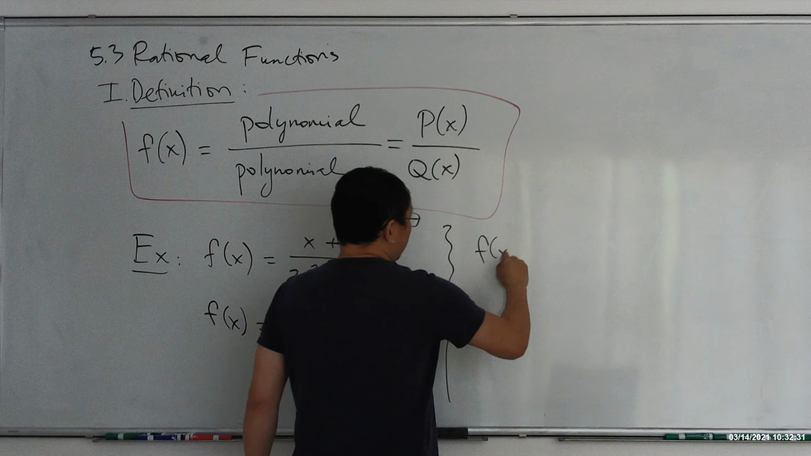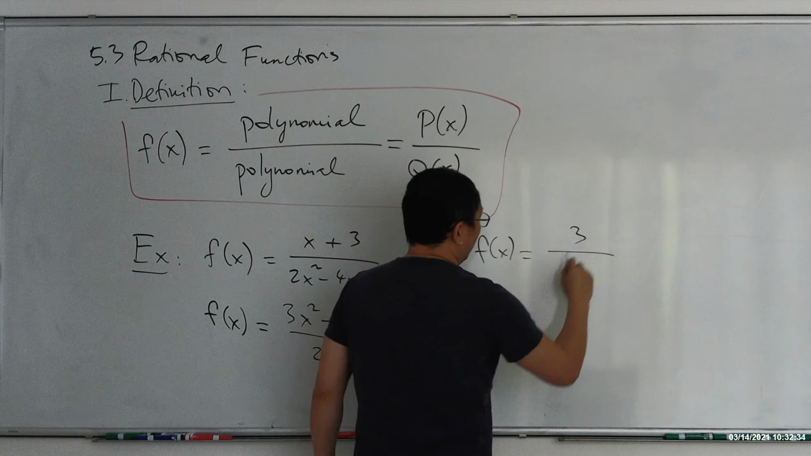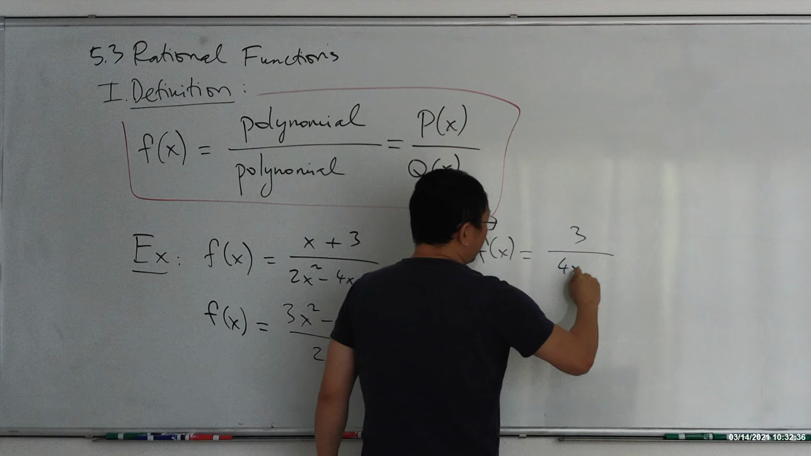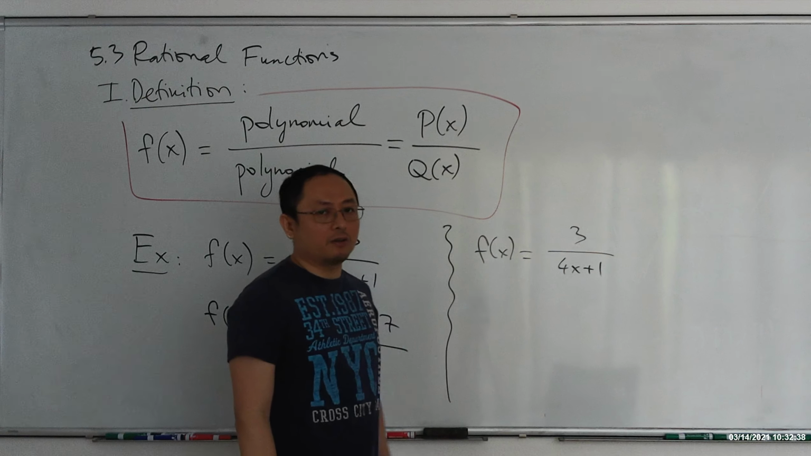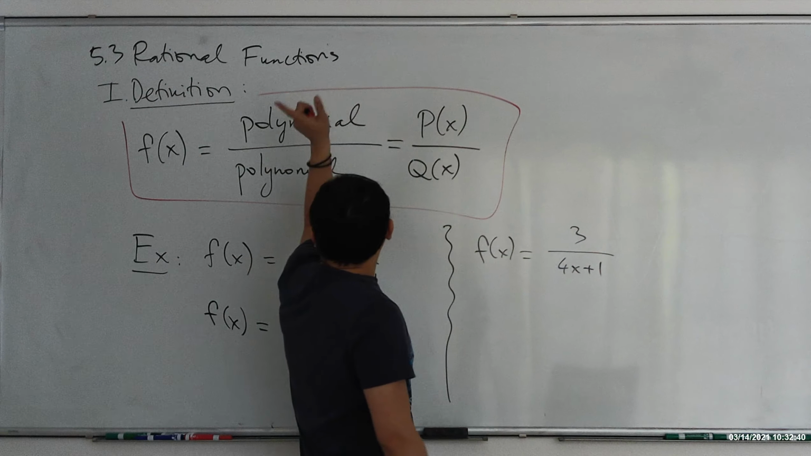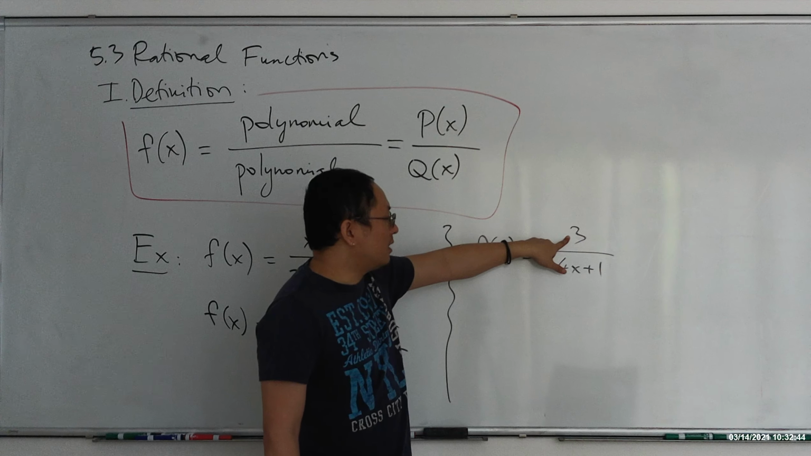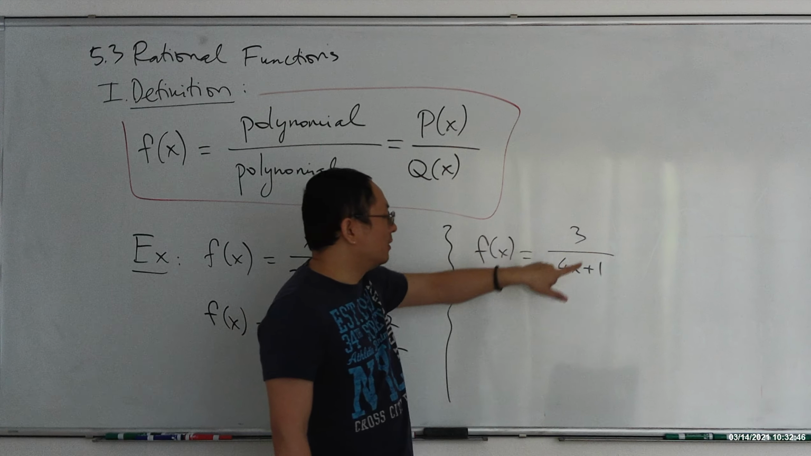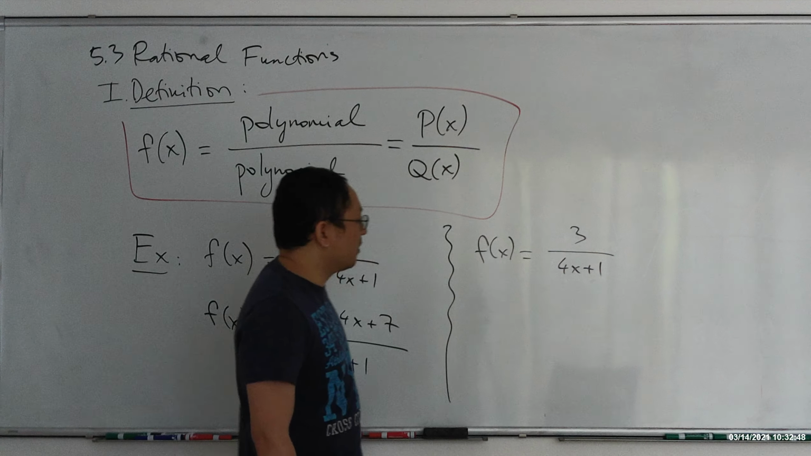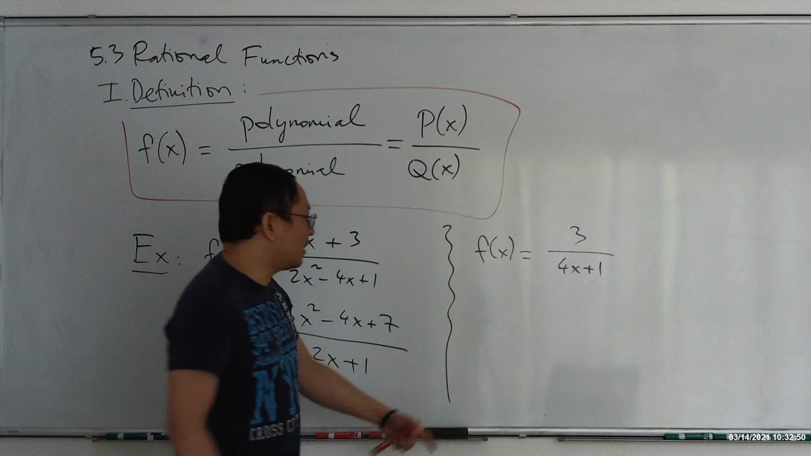Say f of x is equal to 3 over 4x plus 1. It is also a rational function. Remember what we learned last time in 5.1? The top, 3, the constant itself, is a polynomial of degree 0. And the bottom is obviously degree 1. It's still a rational function.